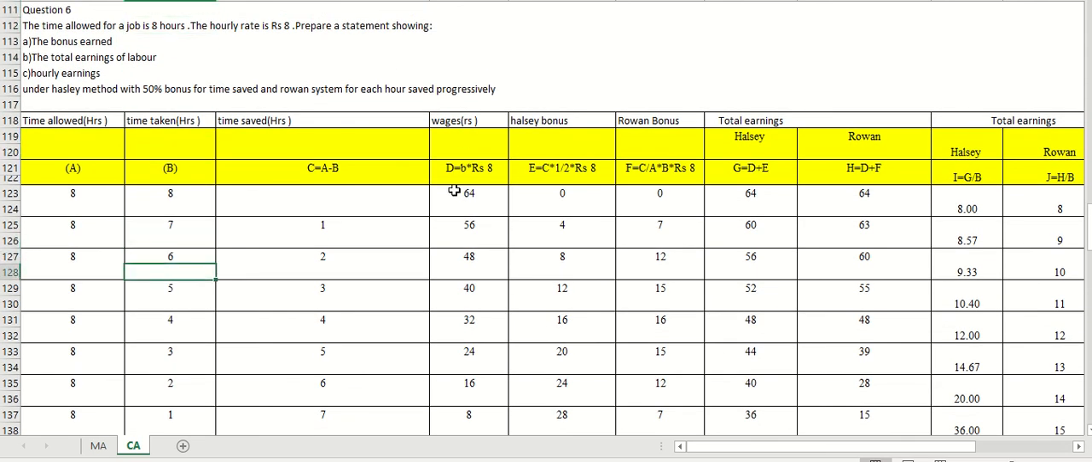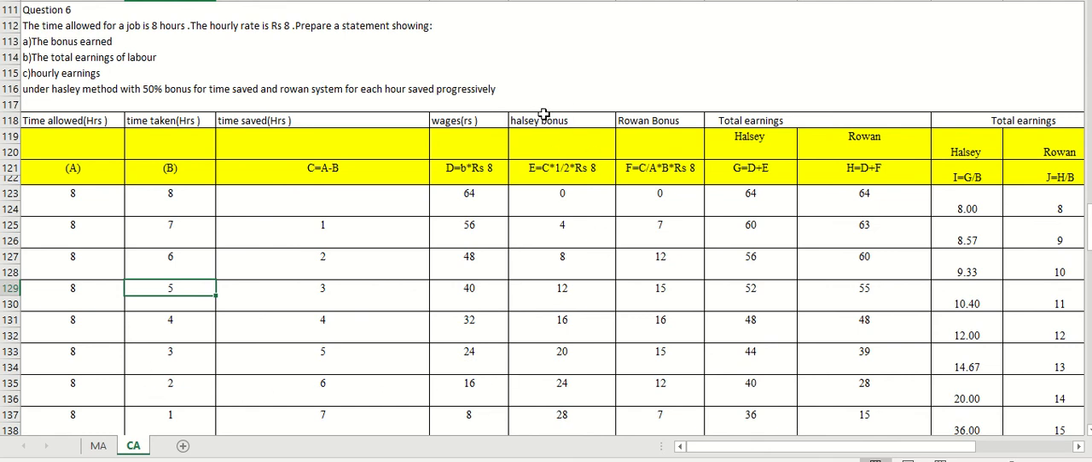And your wages is B into ₹8, the time taken into the rate of payment, which is your hourly rate, ₹8. So 8 into 8, 64, 7 into 8, 56, 6 into 8, 48, 5 into 8, 40, 4 into 8, 32, 3 into 8, 24, 2 into 8, 16, 1 into 8, 8.